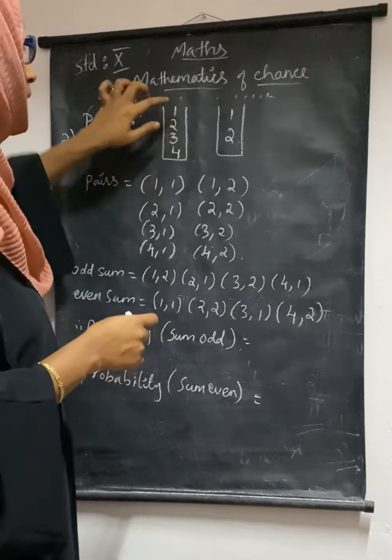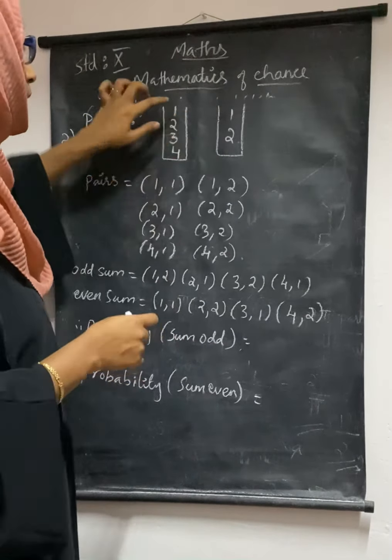Now they asked, what is the probability of the sum being odd? Sum means addition. You have to add and see whether it is odd or not. 1 plus 1 is 2, so it is even, so I can't put it in the odd sum list. I have to make the list of odd sums. 1 plus 2 is 3, odd, so I am writing it here.